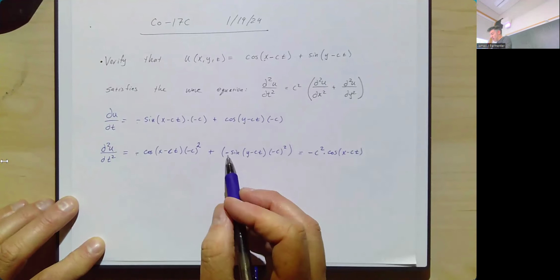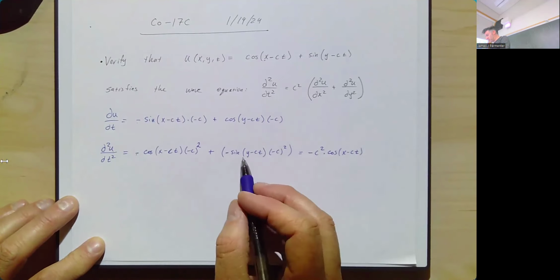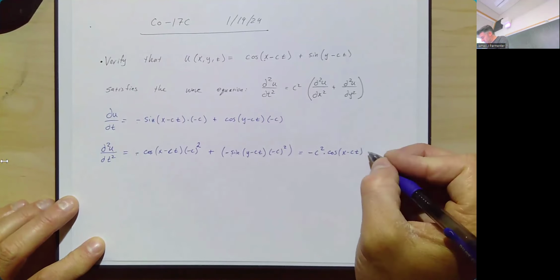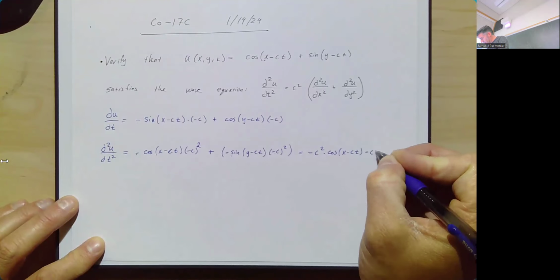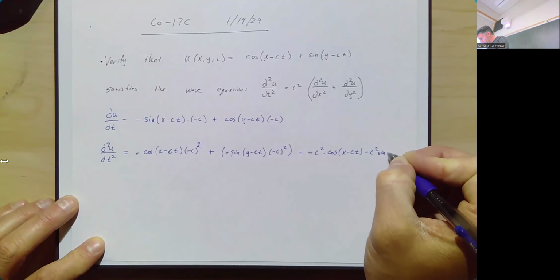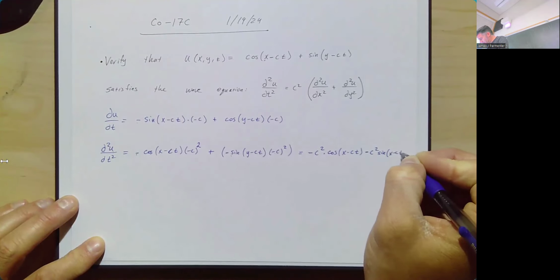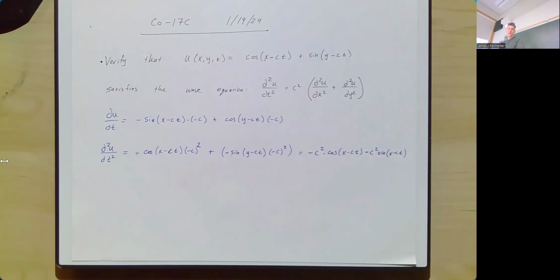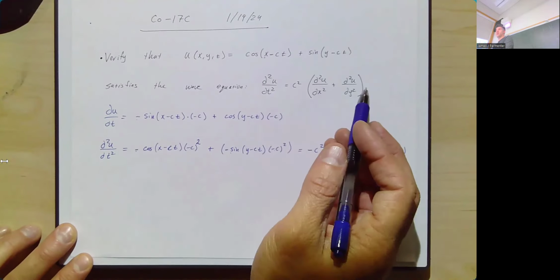And here it's going to be a negative c. It's going to be also a negative sine times positive c squared. So it's going to be a minus c squared times sine of x minus ct. And yeah, I could factor out a c squared, but I don't really need to see that things are going to work out the way they're going to work out. So now let's do the other side.